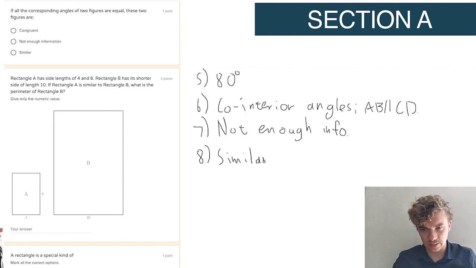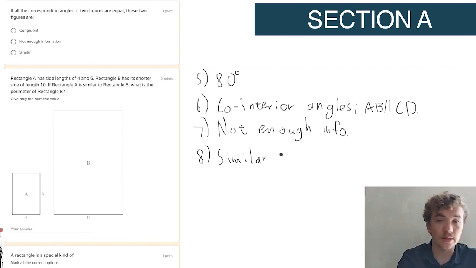So you need to know that any two shapes where all their corresponding angles are equal will always be similar, which means the ratio of the sides are the same. Okay, so next we have question 9.